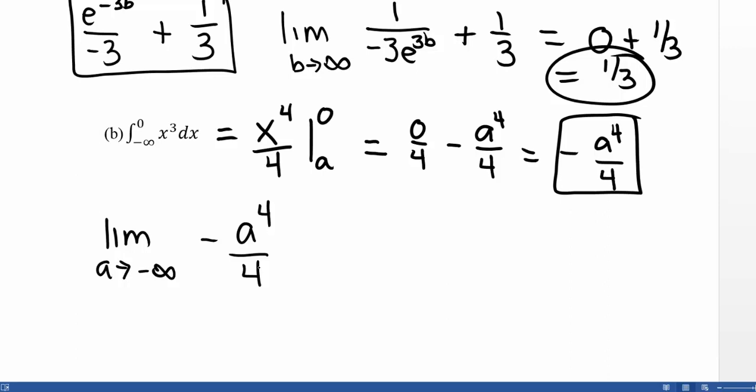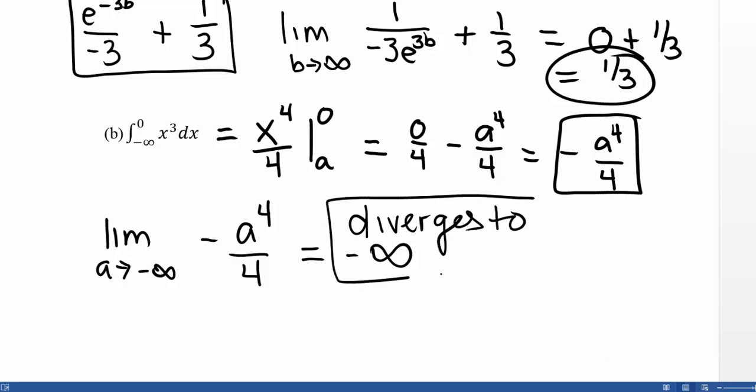But wait, there's more. There's a negative in front. So what's going to happen is this whole thing is going to go to negative infinity. So we're going to say this diverges to negative infinity. Again, the negative part comes from here because when you plug in larger and larger numbers into a to the fourth, they go to an even power and become positive. So this diverges to negative infinity.